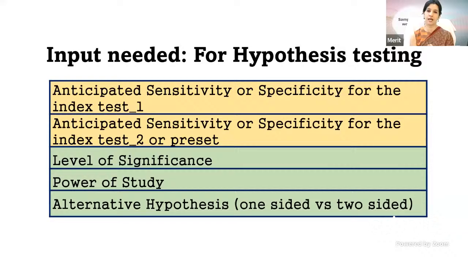For hypothesis testing, you should have an anticipated sensitivity or specificity for index test 1, and an anticipated sensitivity and specificity for index test 2, or you can preset it. For a one-sample hypothesis testing, you have to preset a value. You should have a significance level, the power of the study, and the nature of the hypothesis, whether it is a one-sided or a two-sided hypothesis. The basics of these concepts, the level of significance, power of the study, and nature of the hypothesis, we have discussed in the first and second sessions of this webinar on making sample size easy.